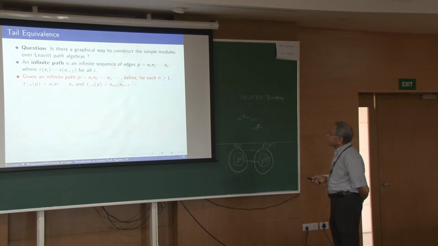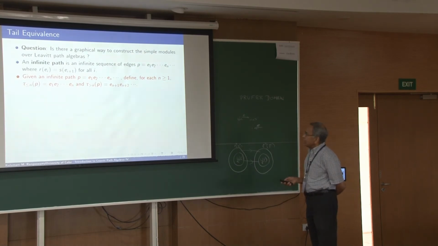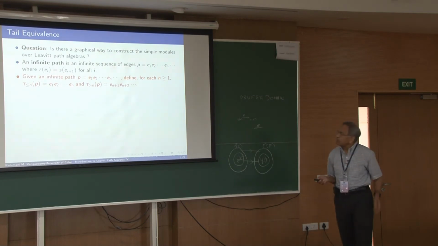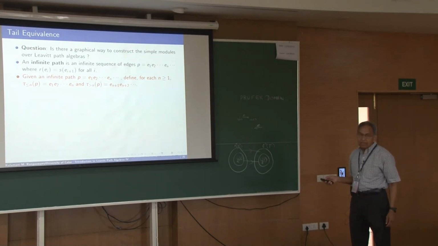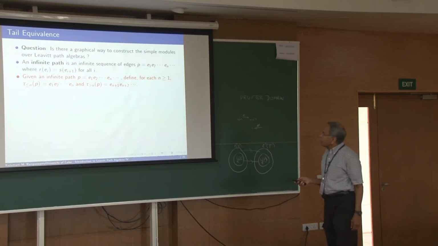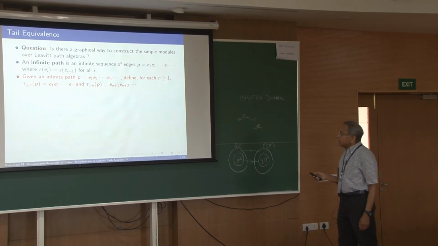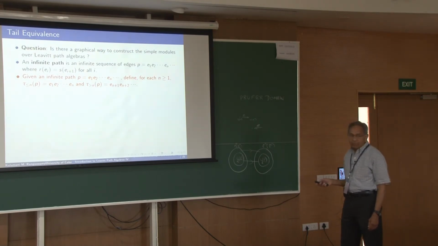If you have an infinite path p, say p is simply e1, e2, e3, and so on, then for each positive integer n, you define tau sub less than or equal to n of p to be simply the finite path consisting of the first n edges. And you look at the leftover, the truncated infinite path starting with e n plus 1, e n plus 2, and so on. You denote it by the symbol tau sub greater than n of p here.